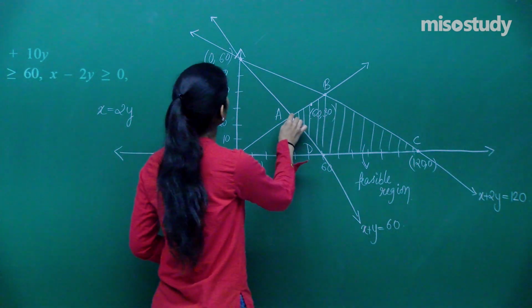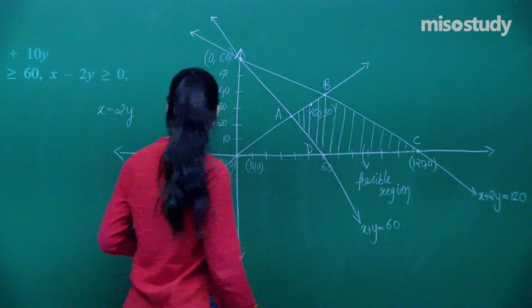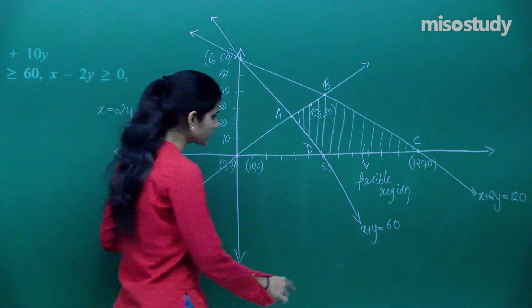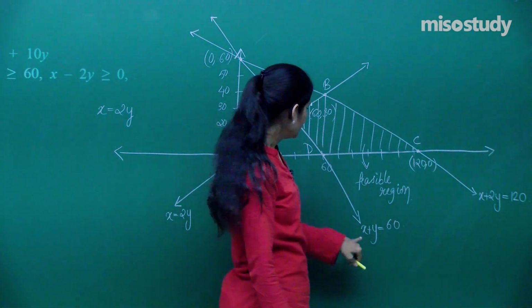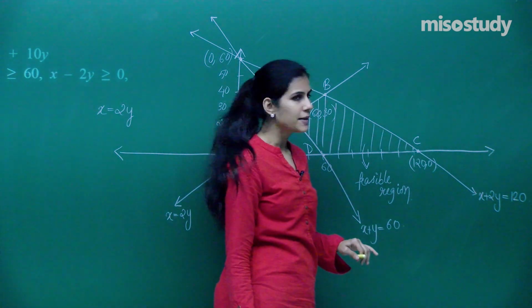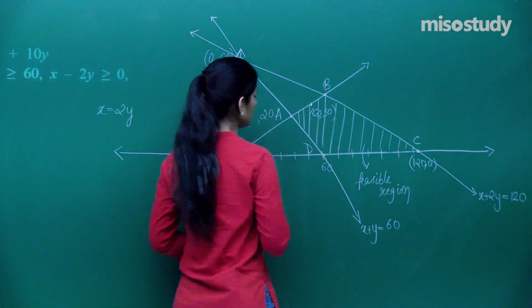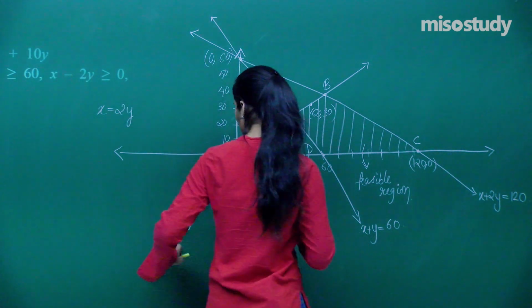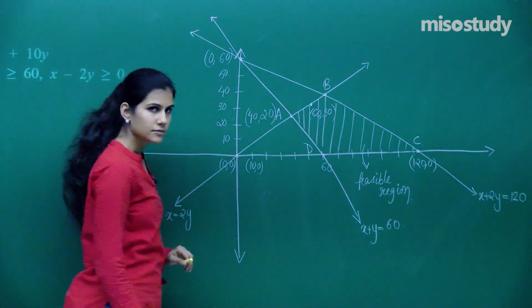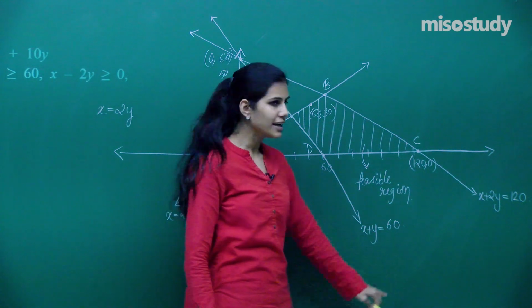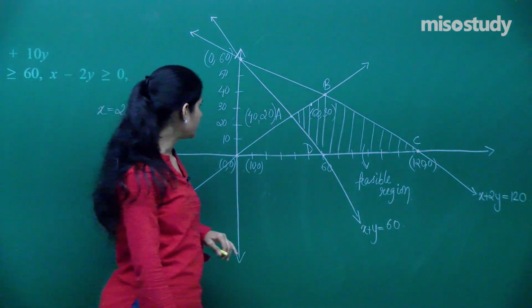Fine. Corner points are what? What is this point? This point is the intersection of this line and this line. X plus y equals 60 and x is equal to 2y. In place of x put 2y. 2y plus y is 3y. 3y equals 60, that means y is 20. And x was 2y, so 2 into 20 is 40. If y is 20, x is 40.